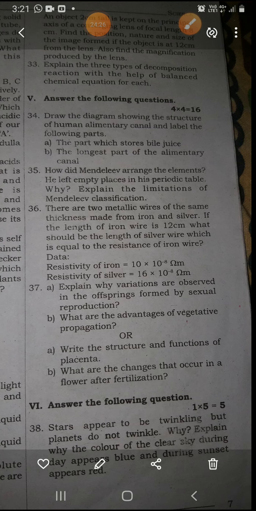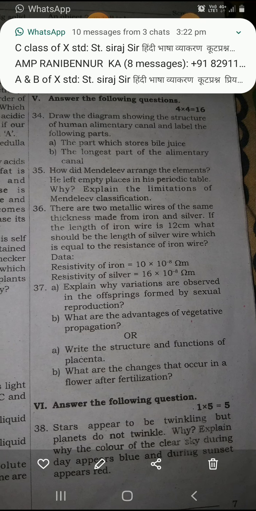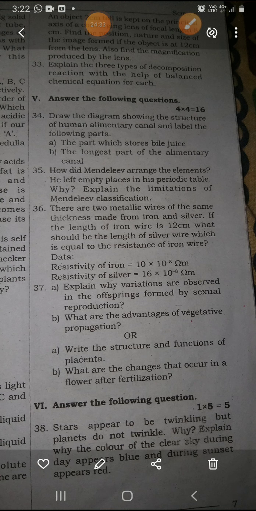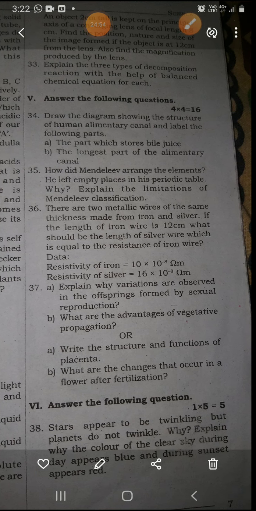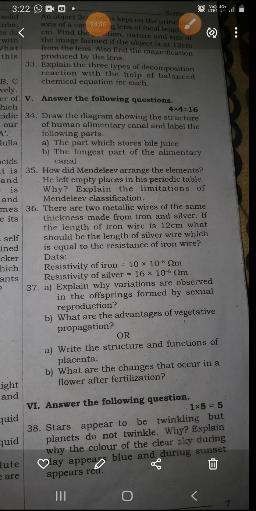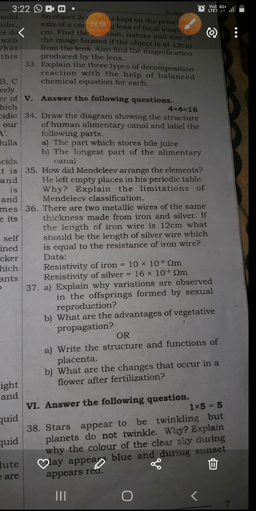Because of these limitations, Mendeleev's periodic table lost its existence, which was rectified by the modern periodic table, which was arranged based on atomic number but not on atomic mass. So this is the 4-mark question, right?